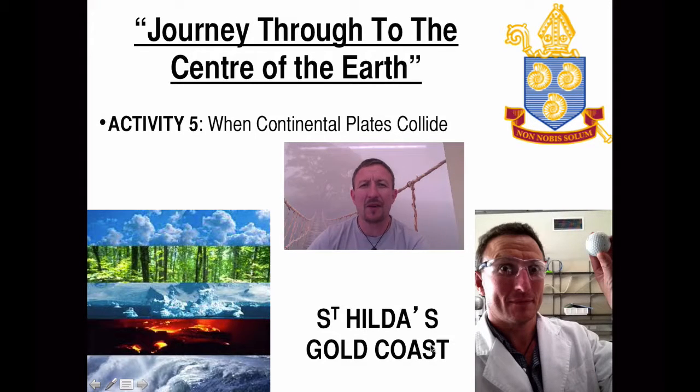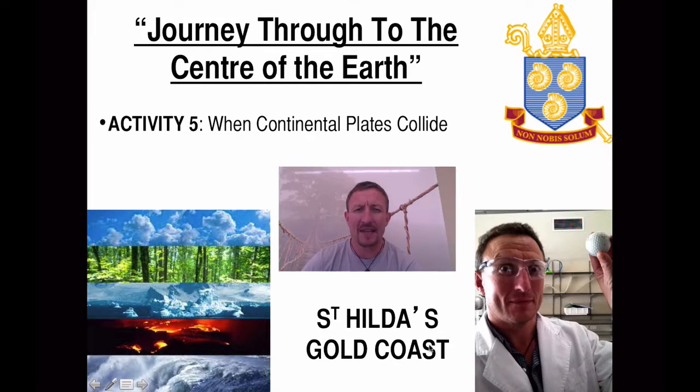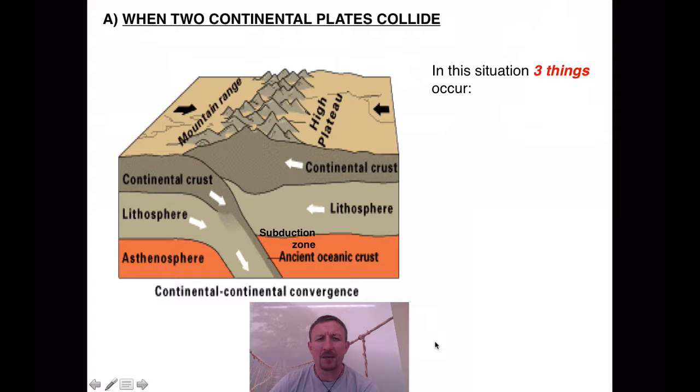This is Activity 5 for Year 9, where we're going to look at what happens when continental plates collide together. Now what we've got here is a diagram of two continental plates. You can see with the cursor, we've got one on the left-hand side, and we've got one on the right-hand side. And you can see by the arrows that they're pushing against each other. So one basically is pushing from left to right, and the other is pushing from right to left.